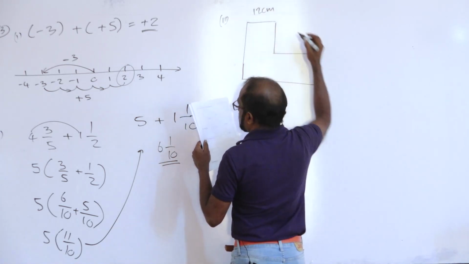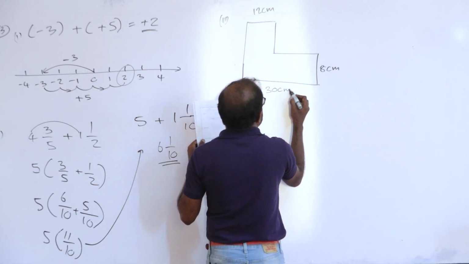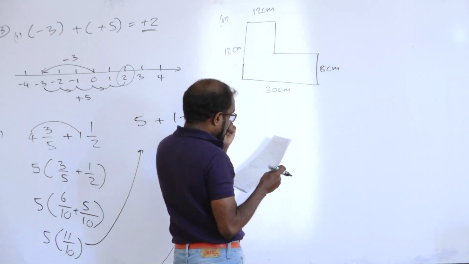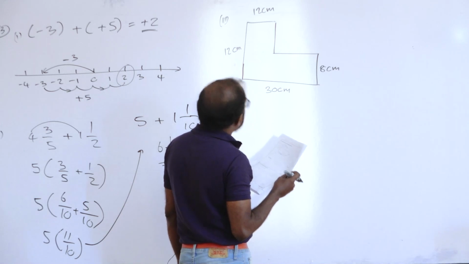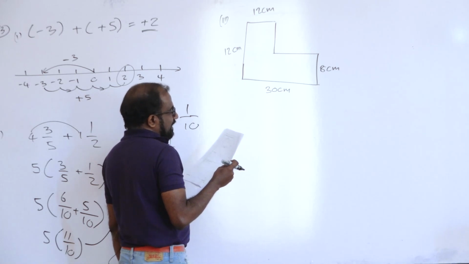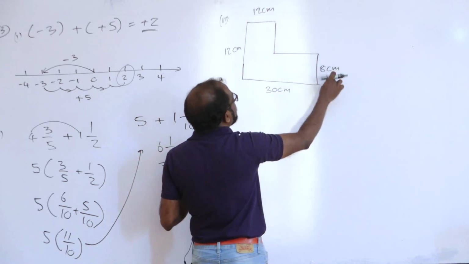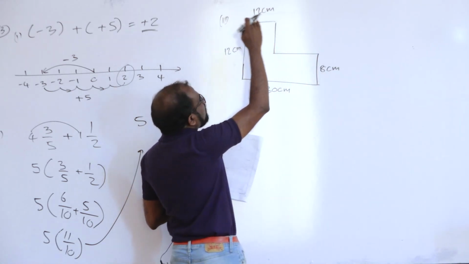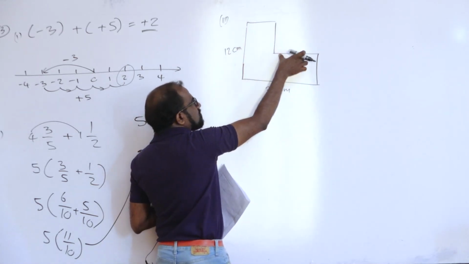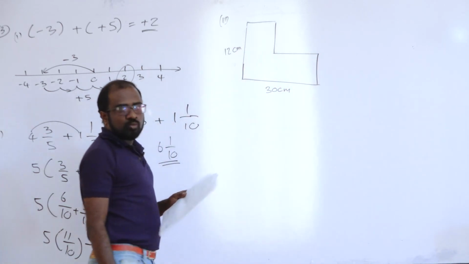12 centimeters, 8 centimeters, 30 centimeters, 12 centimeters, right? So you have to find the perimeter of this one. Okay, perimeter, you don't need these two. Clear? You don't need them for that perimeter. What's the total length of these two sides? 30. Sum of these two sides? 12.